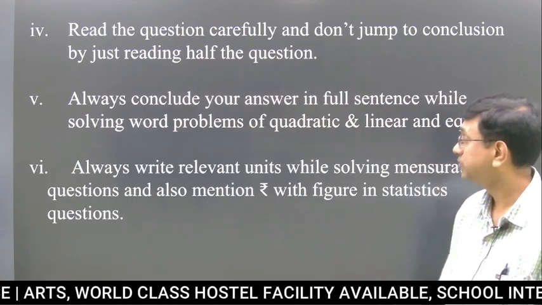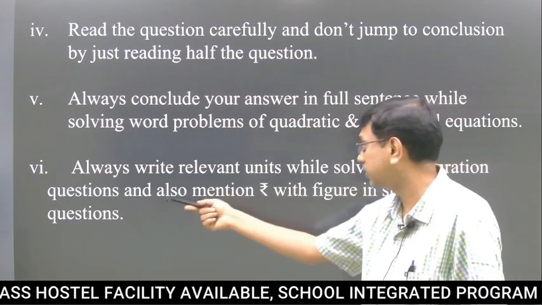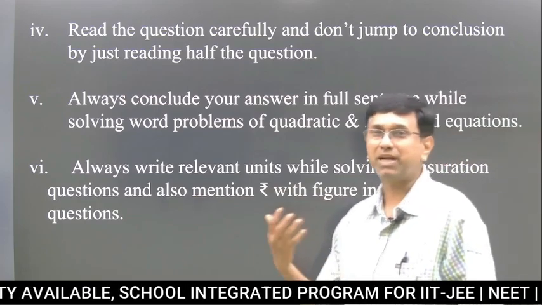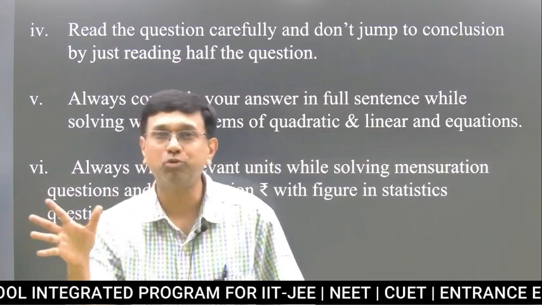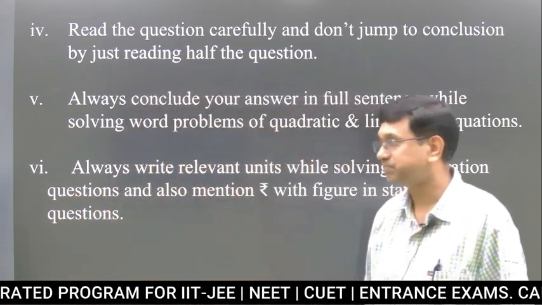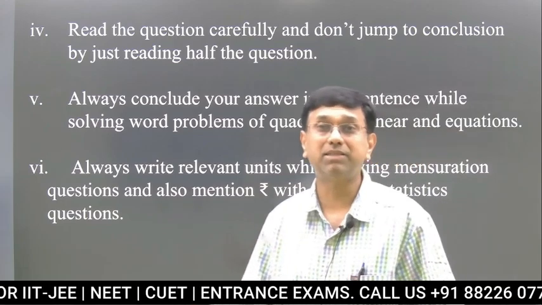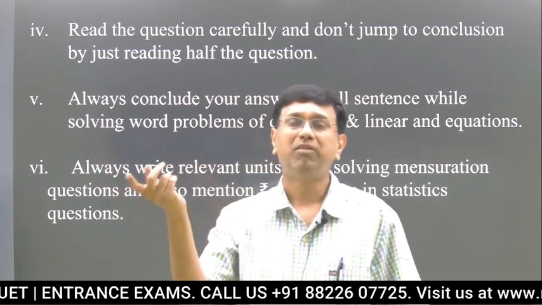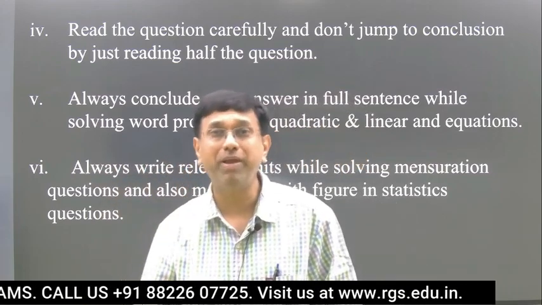You lose marks. Always write relevant units while solving mensuration questions and mention rupees with the figure in statistics. अब statistics में कहीं होता है ना, find the average income. तो average income 10,000 has no sense. Write rupees 10,000. Relevant unit: what is area? If you conclude the answer, centimeter square, centimeter cube, meter cube. Also read whether the data is in meter or centimeter. Small things do make a difference.